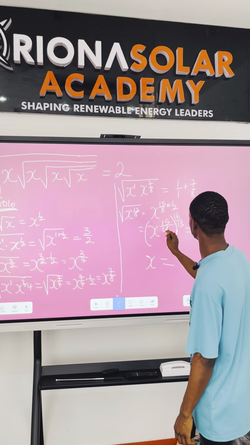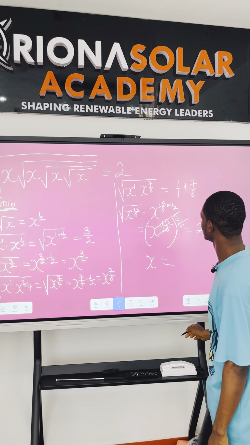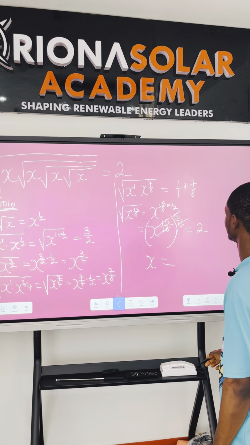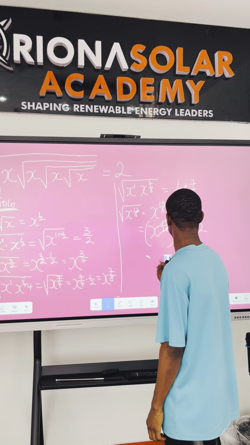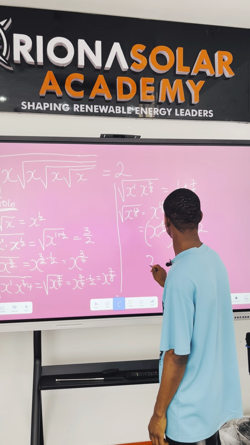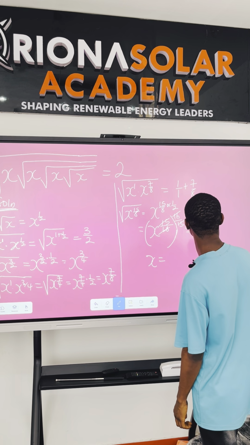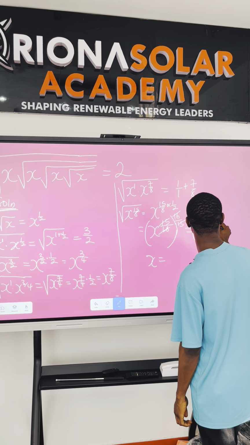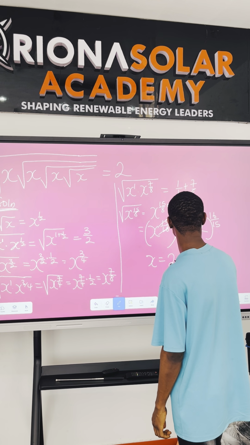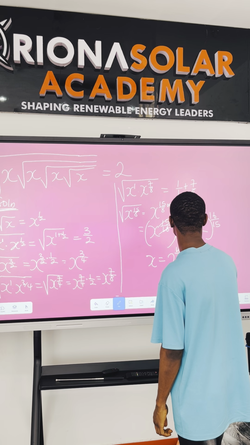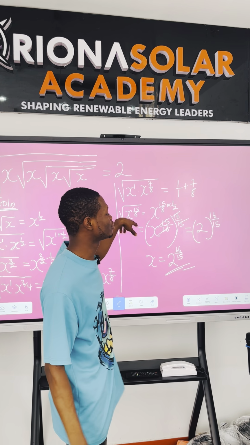Remember it is equal to 2. So x is equal to this, we cancel this. Do not forget to multiply this one by the same reciprocal. So x is equal to 2 to the power of 16 over 15. So this is the value of x. Remember, you multiply both powers by the reciprocal.